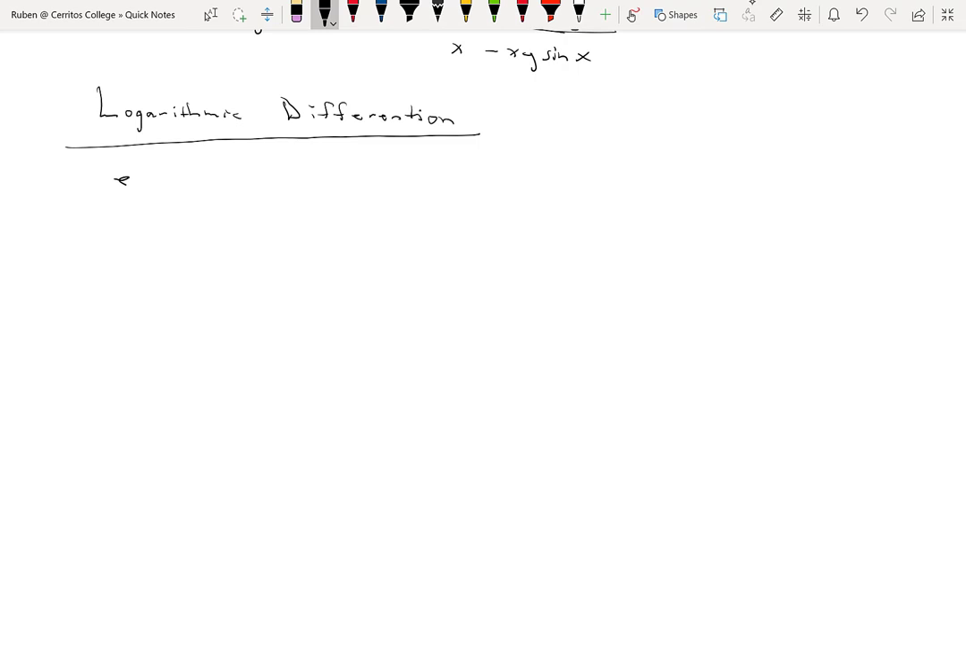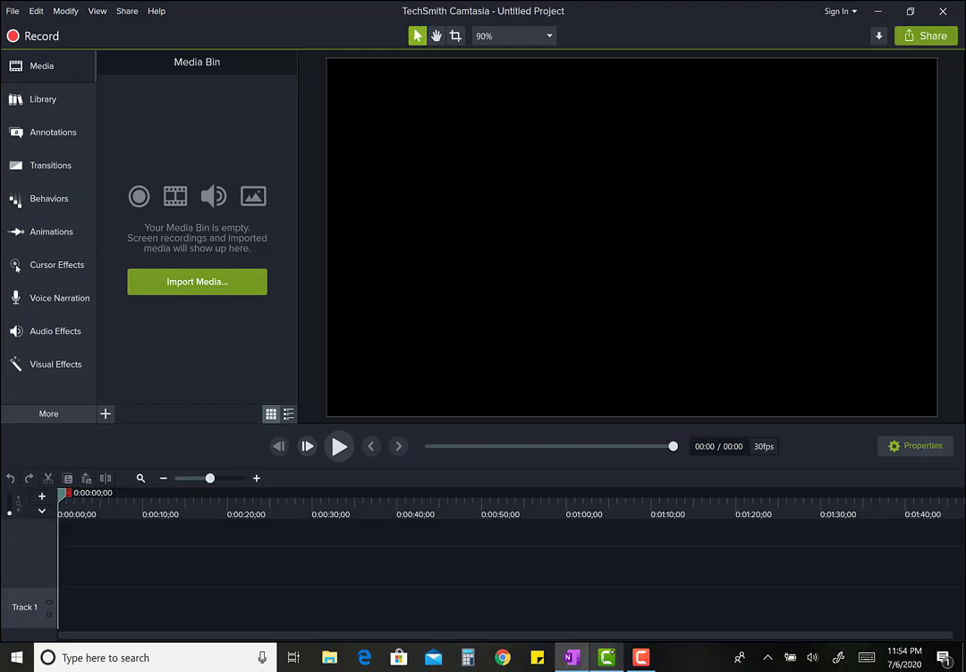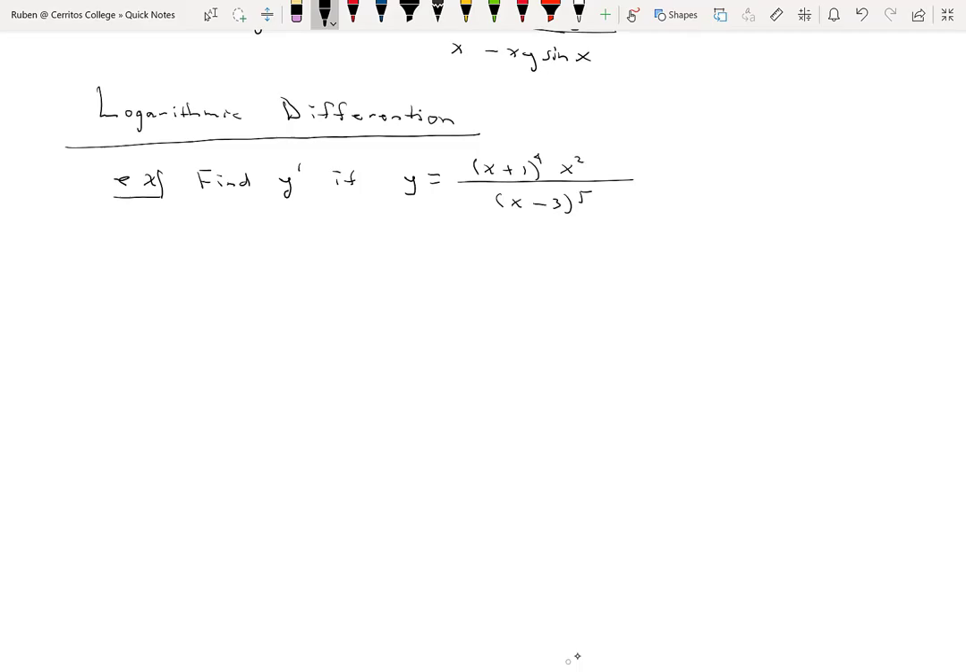Here's our final example for this section. Find y prime if y is given by this rational function. Remember, rational functions are sometimes called fractional functions, functions that are the quotients of polynomials, quotients of power functions. Sorry about that little glitch. So let's take the derivative of this function.